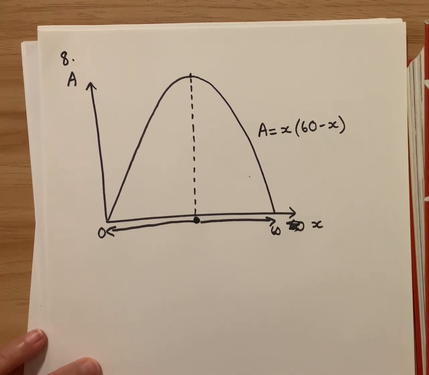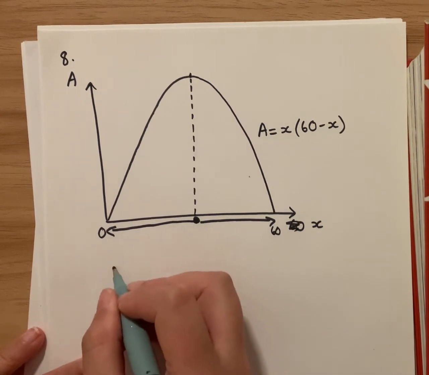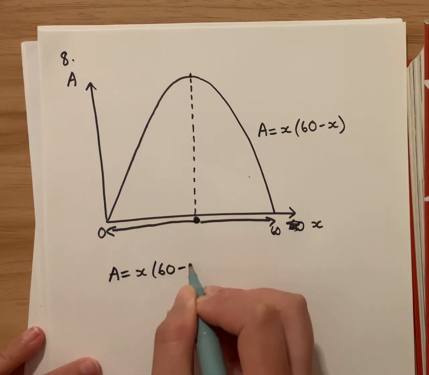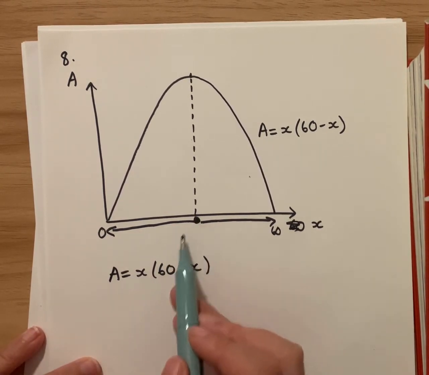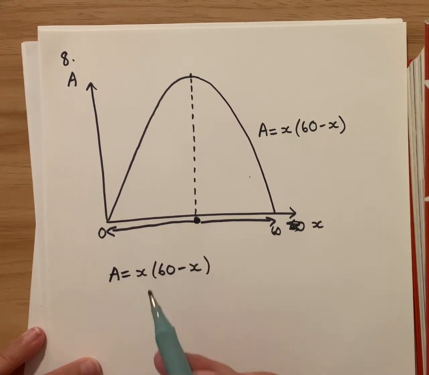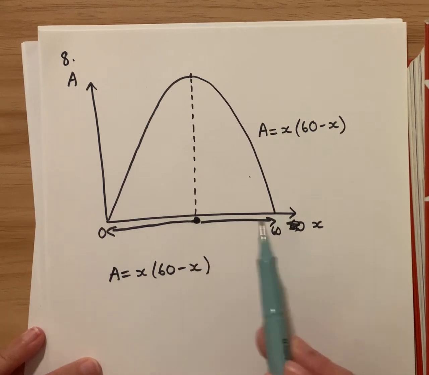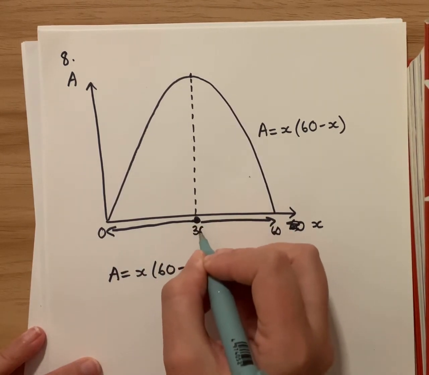So what's the maximum area? Well, first of all, we're going to need to use the equation. This is our equation. We're trying to find the area at this point, but we're going to need x. We're going to need an x value for this. Otherwise, we're going to have two unknowns and it's not going to work. So we need an x value. What is the x value here where the highest point is? If it's exactly halfway between 0 and 60, then the x value is going to be 30.